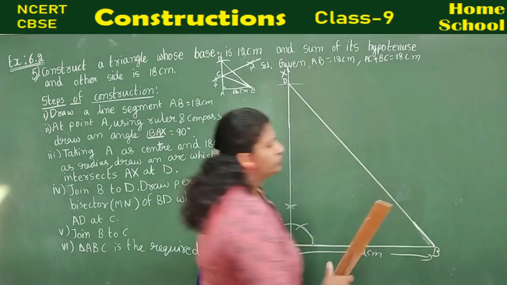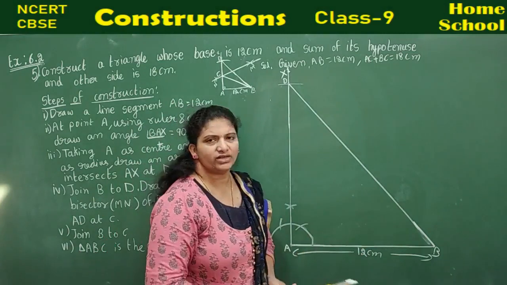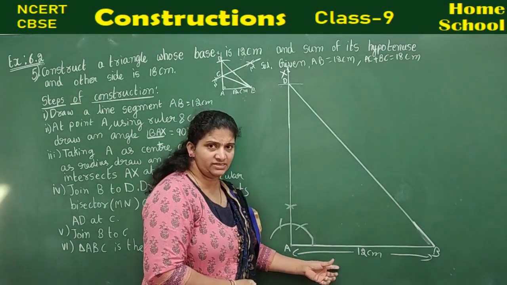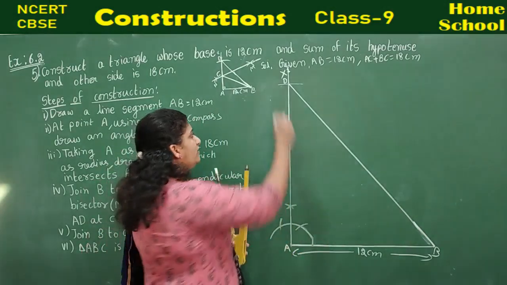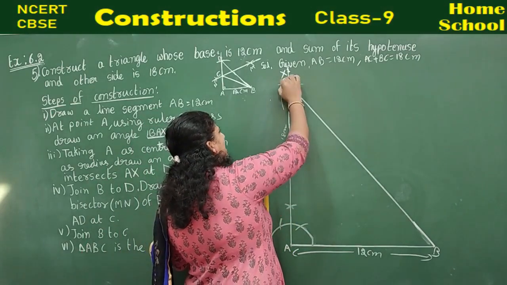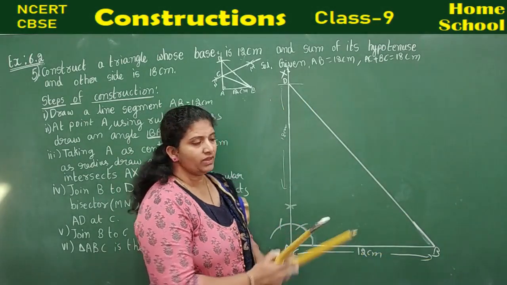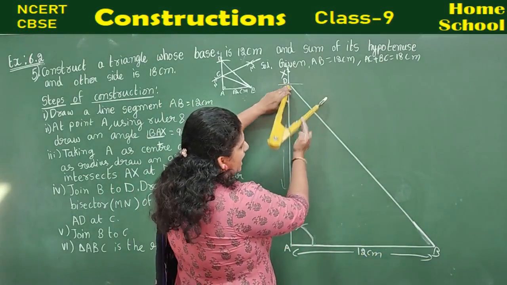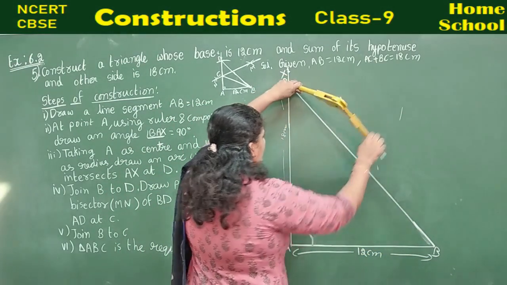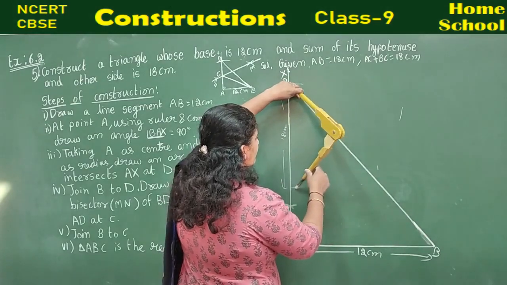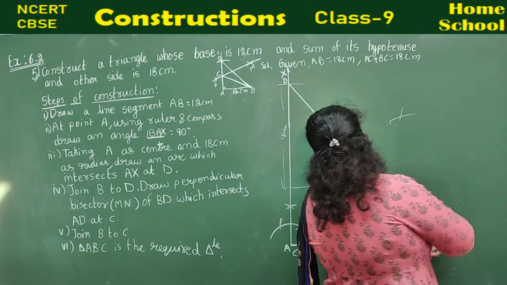Join BD. Next step. What is your first step? We have done the 12 centimeters base, then the 90 degree angle, then 18 centimeters. I have taken the 18 centimeters measure and cut the arc. Now join BD. Now take more than half of BD with B and D as centers. From D, more than half, draw an arc on this side and this side, and with B as center, cut the arcs.